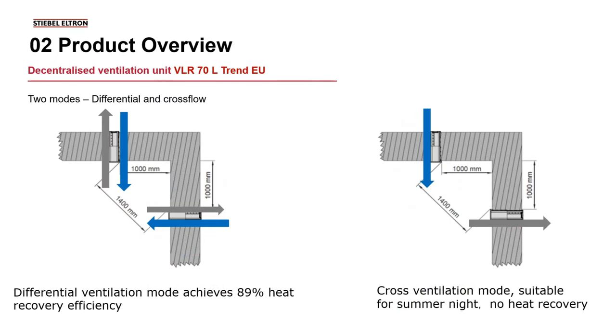This slide shows the differences in the two operational modes on the VLR 70L Trend EU. Firstly, differential ventilation mode or push-pull mode takes air in and out of the property in a 70-second cycle, pushing air out and pulling air in, whilst retaining 89% efficiency on heat recovery. On the flip side, we have cross-ventilation mode, which pulls air through one unit and pushes air through the other out into the atmosphere. This cross ventilation is great for summer nights, offering passive cooling effect using that cooler summer evening air without having to open windows.